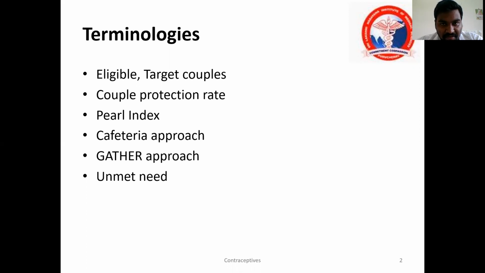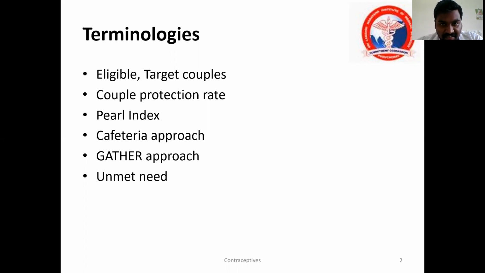The difference with a target couple is that among those eligible couples, those who have at least 2 live children are called target couples. The entire family planning methods, that is contraceptive methods, will target these eligible couples and target couples. For eligible couples, the spacing method will be targeted, and for target couples, the limiting method.